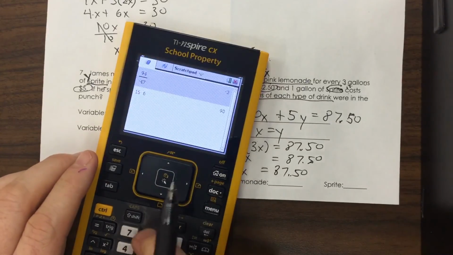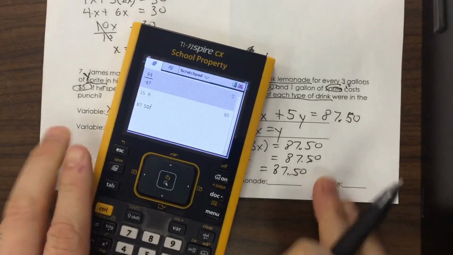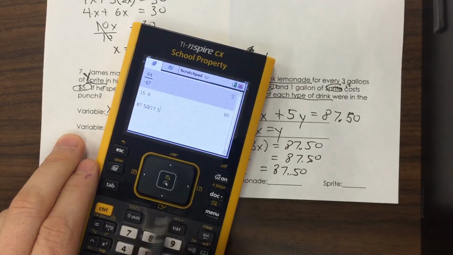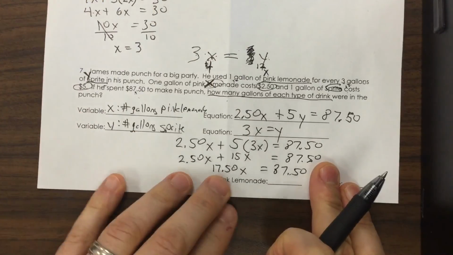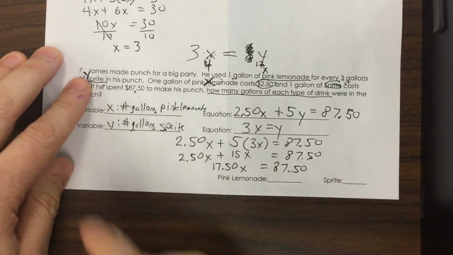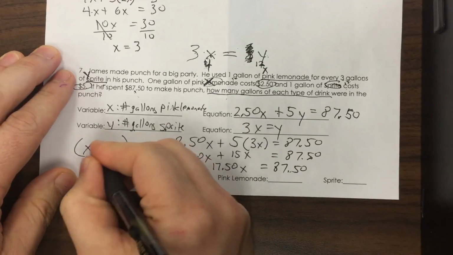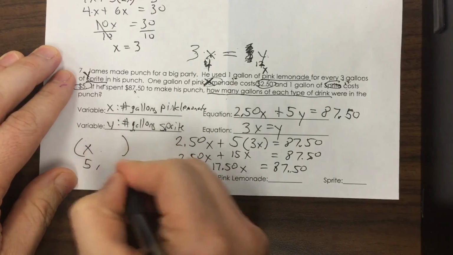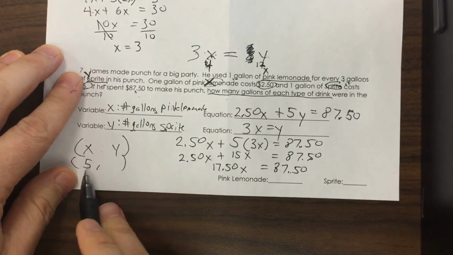So, 87.50 divided by $17.50. You get 5. So the value of x is 5. That is 5. What's the value of y? We got to plug it in. That's a very easy problem to do now.